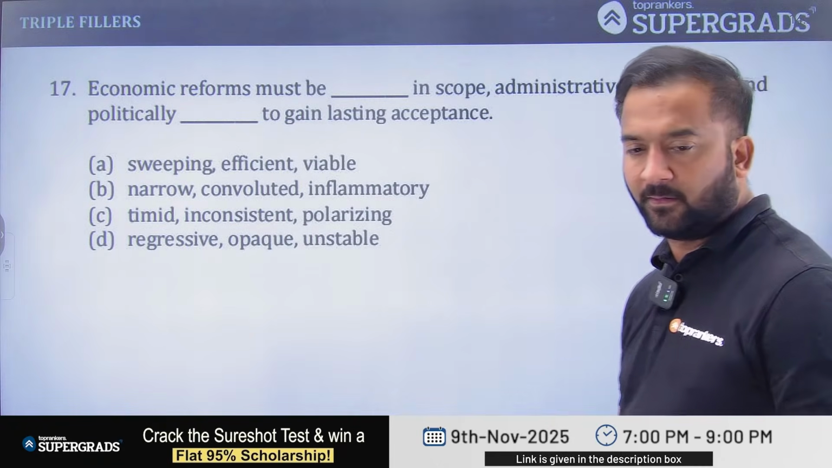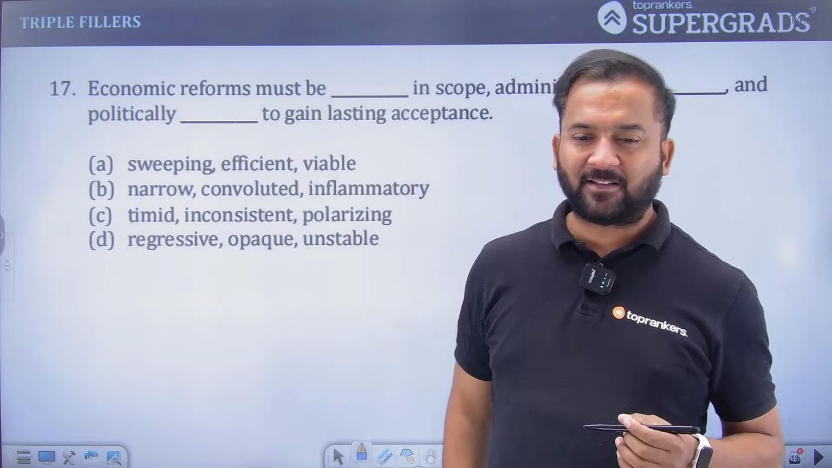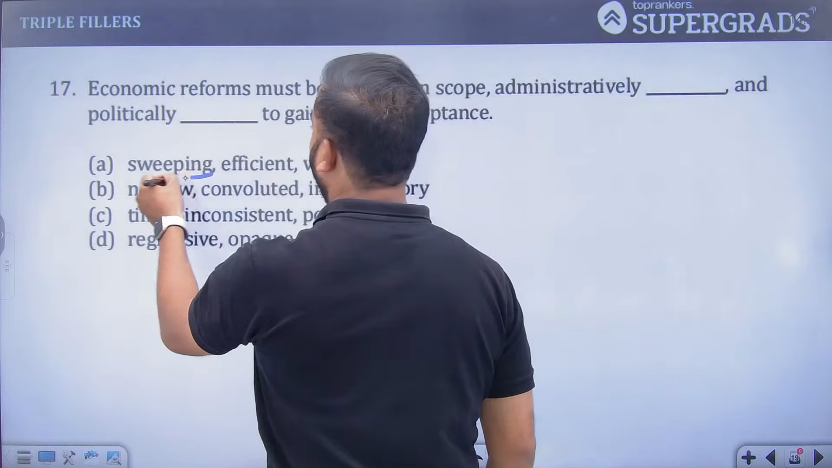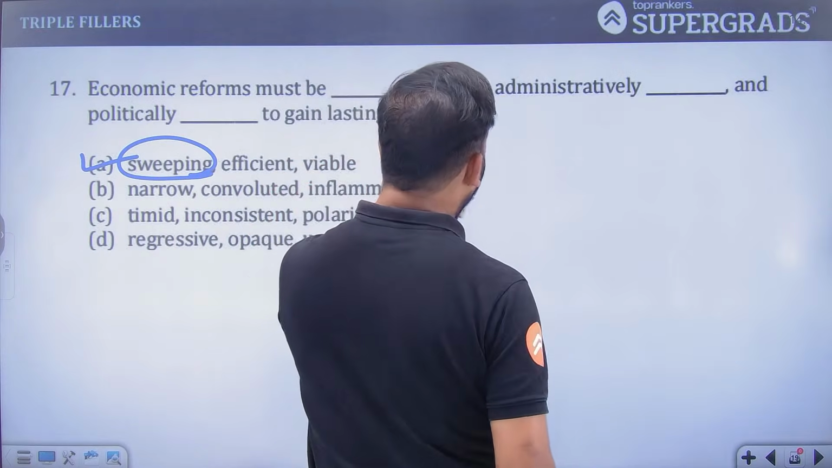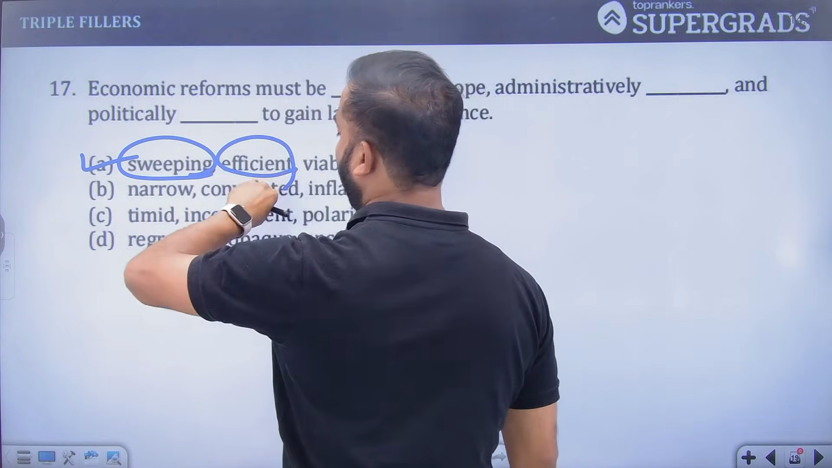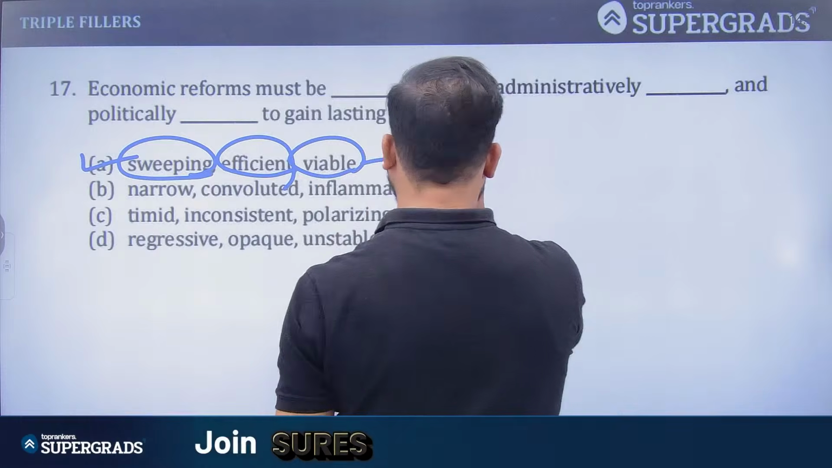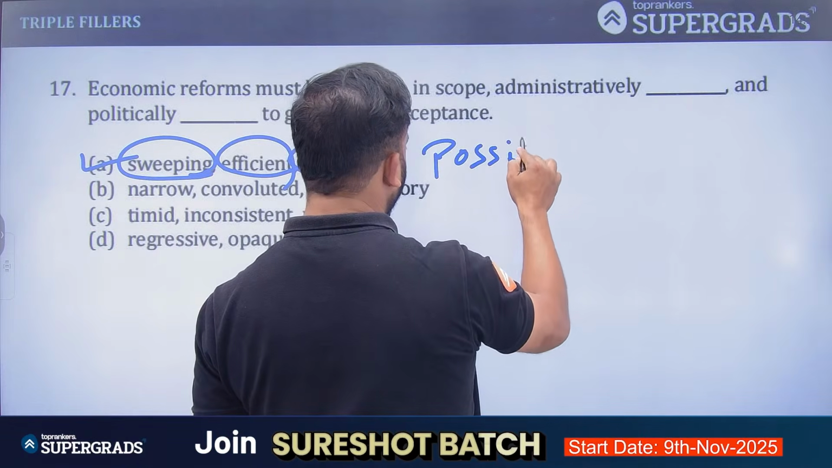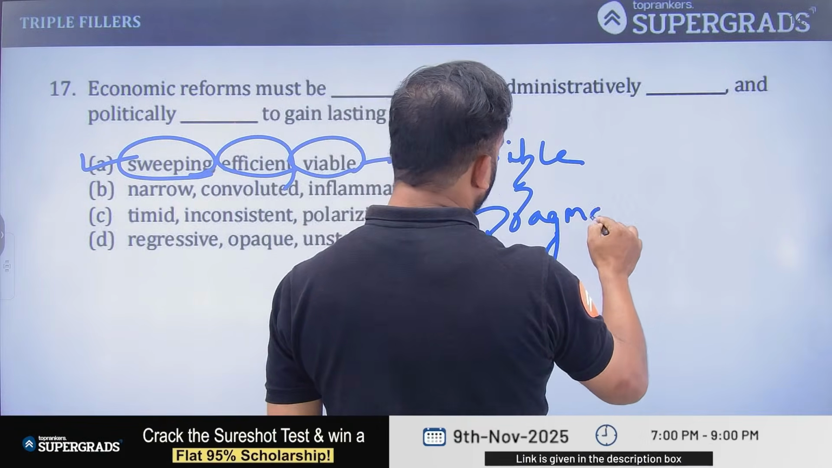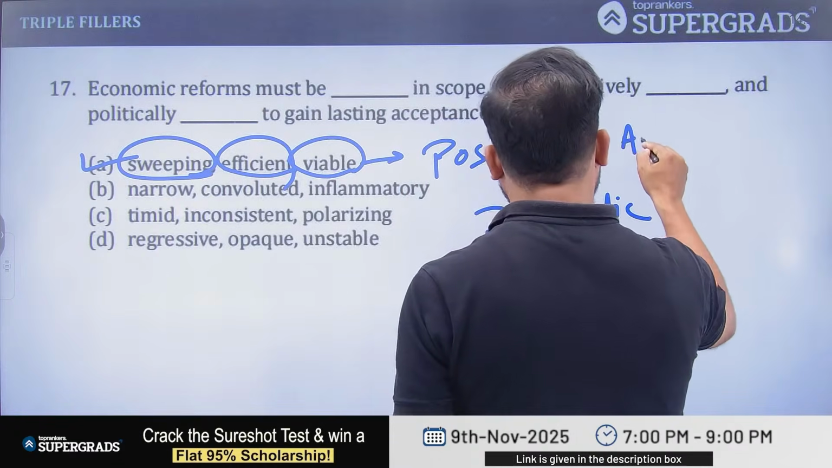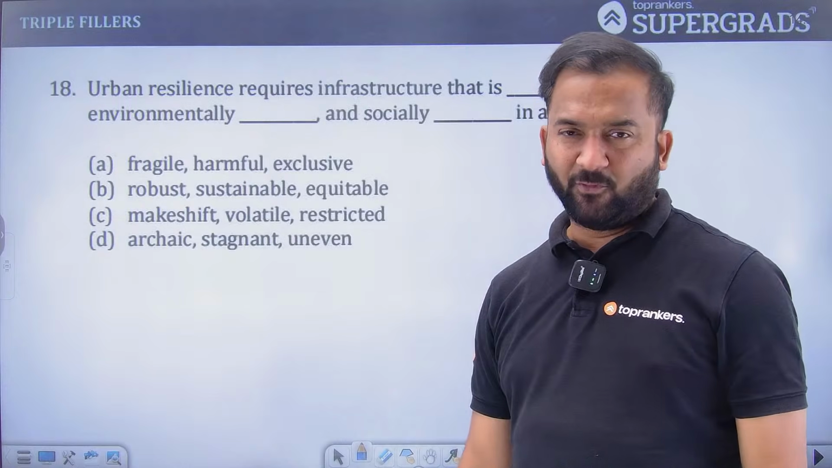Economic reforms. So for a change, I think yes, Parth has answered that A must be correct. Economic reforms must be sweeping in scope, administratively efficient and politically viable, politically possible. Possible or pragmatic. So A must be the correct answer here. Let's move to question 18, students.